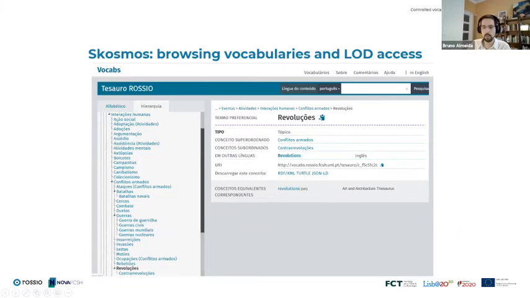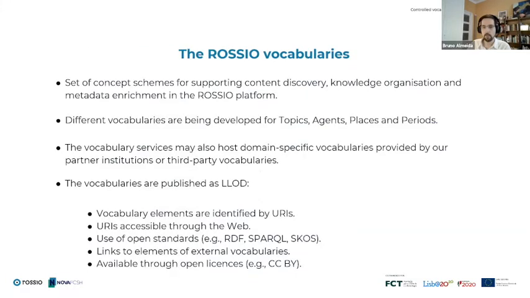So what are the ROSSIO vocabularies? They consist of several concept schemes for supporting content discovery, knowledge organization, and metadata enrichment in the ROSSIO platform. At this time, we are developing core vocabularies for topics in social sciences, arts, and humanities, as well as vocabularies specifically for agents, places, and periods.